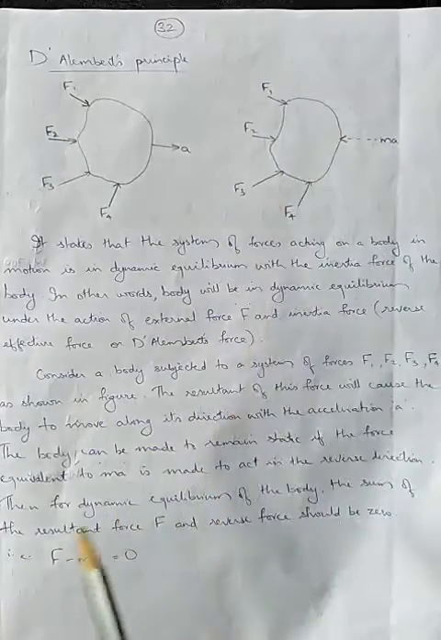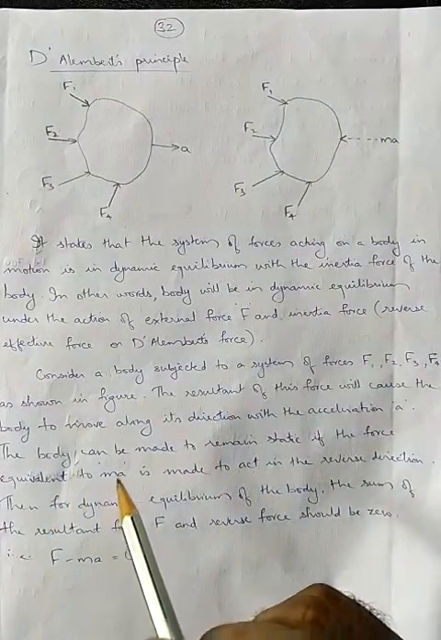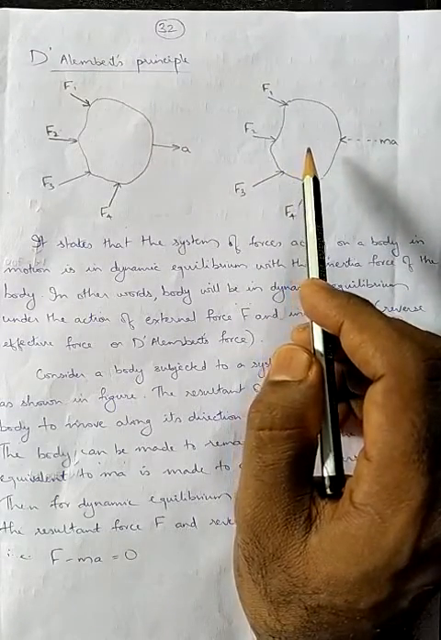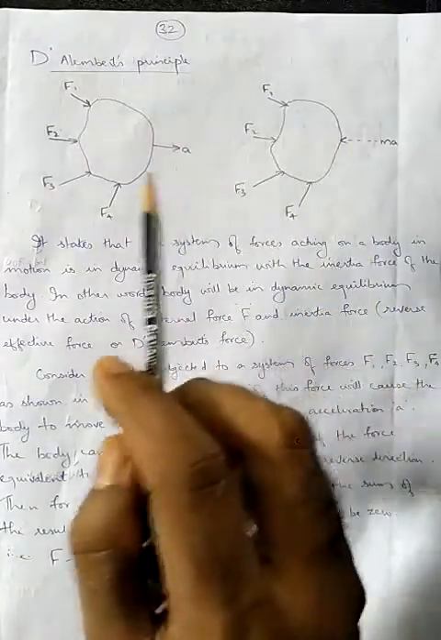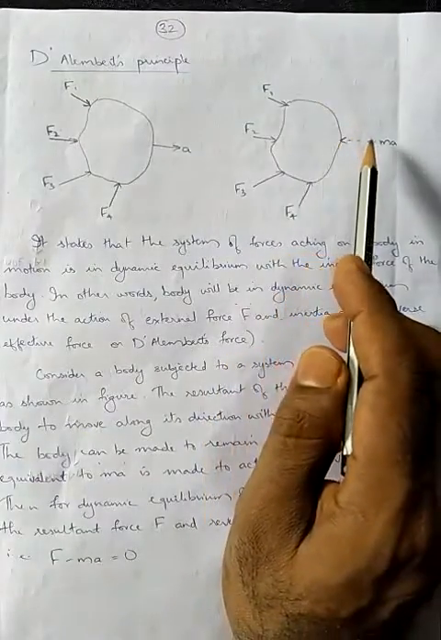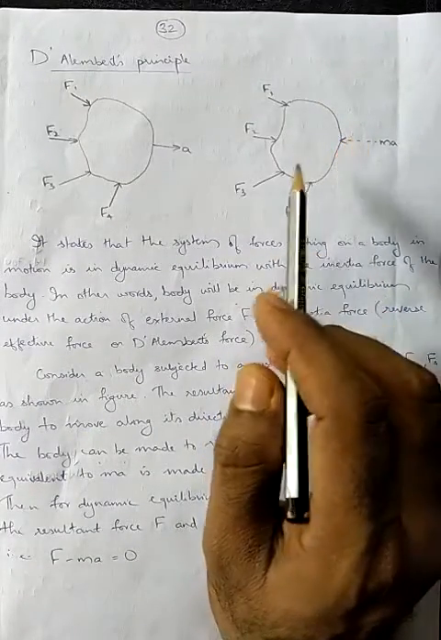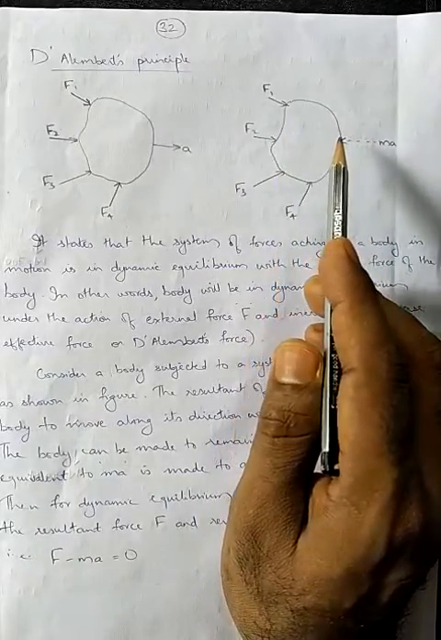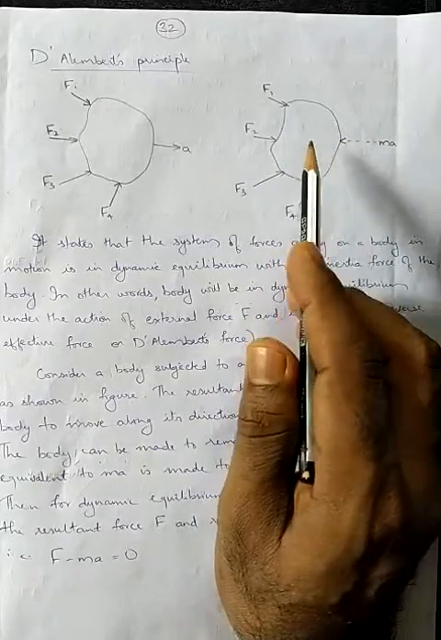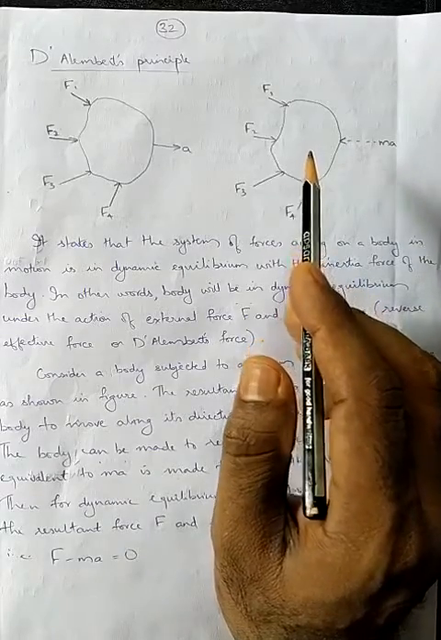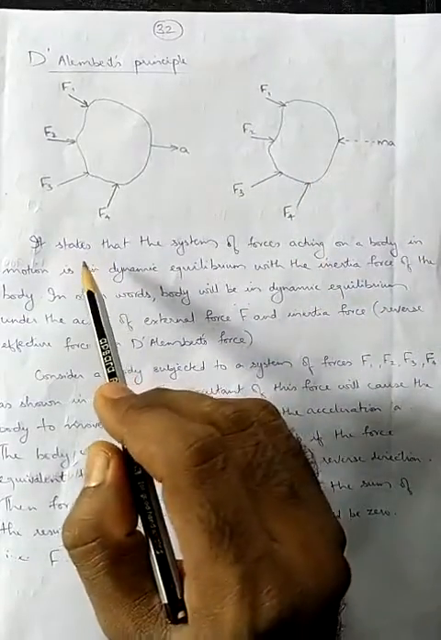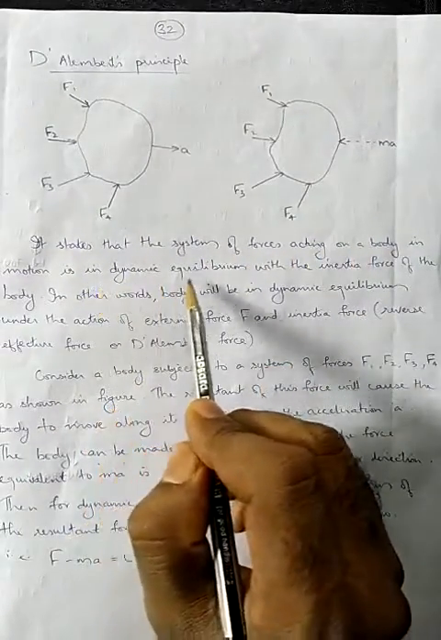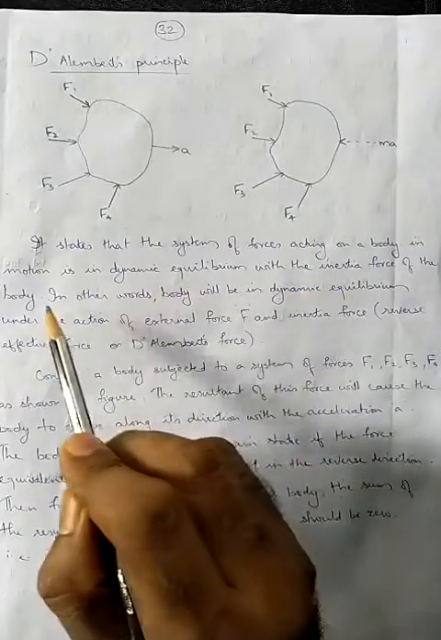Or we can say that for the dynamic equilibrium of the body, the sum of the resultant force, let it be represented by F, and the reverse force should be 0. That reverse force is the inertia force. If F is the net force and ma is the inertia force, then F minus ma equal to 0. In statement, it states that the system of forces acting on a body in motion is in dynamic equilibrium with the inertia force of the body.